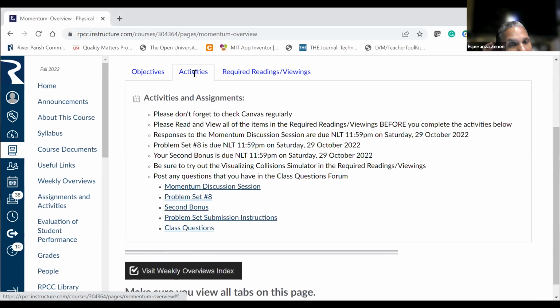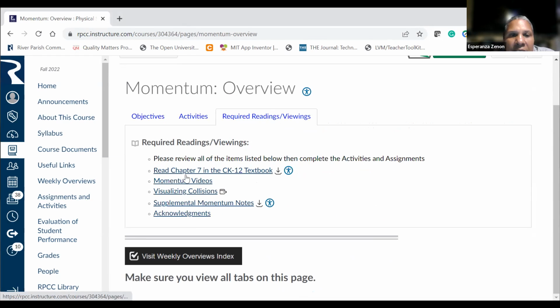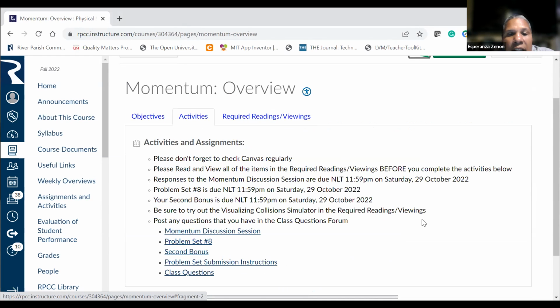Just to take a look at the activities that go along with this overview. You have a discussion that's due by Saturday. Problem set 8 is due Saturday. Now remember, problem set 8 actually deals with gravitation that we covered last week. Your second bonus is due, and I'll look at that in just a moment. There's a simulator visualizing collisions that you can try out. There's no assignment attached to it. It's just to have a visual way of looking at collisions. So you might want to try that as part of getting comfortable and familiar with momentum and collisions.